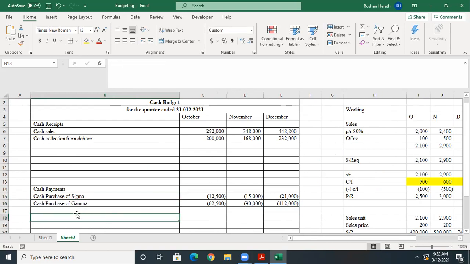What about the credit purchase? The settlement of creditors. Creditors relating to sigma.